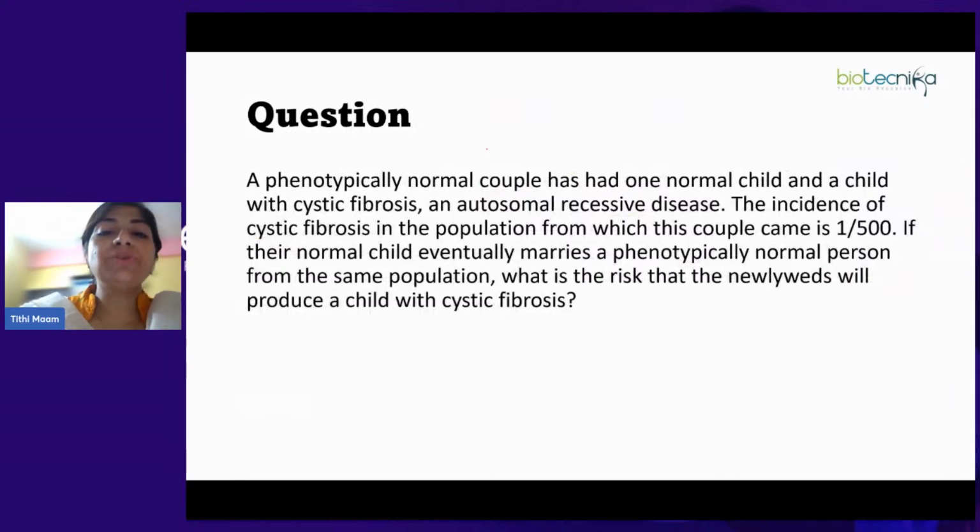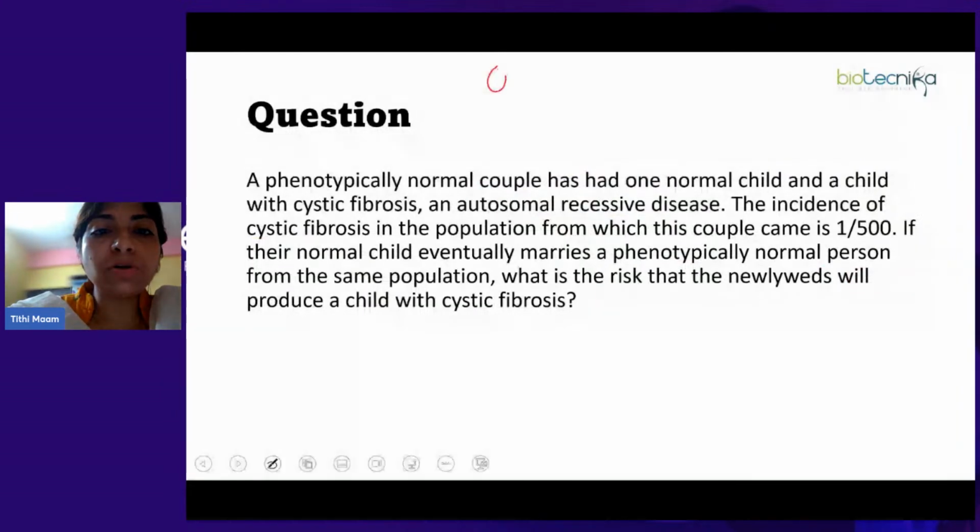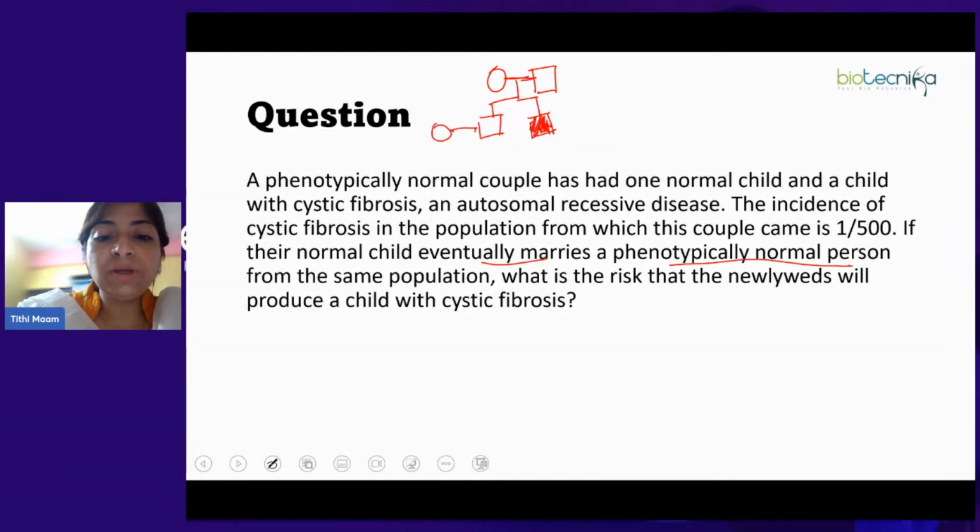So what is given here? I'll try to draw the pedigree chart and it will be easier that way. A normal couple have one normal child, and they have a child with cystic fibrosis. If the normal child eventually marries a phenotypically normal person from the population, what is the risk that they will produce a child with cystic fibrosis? Right? This is the question.